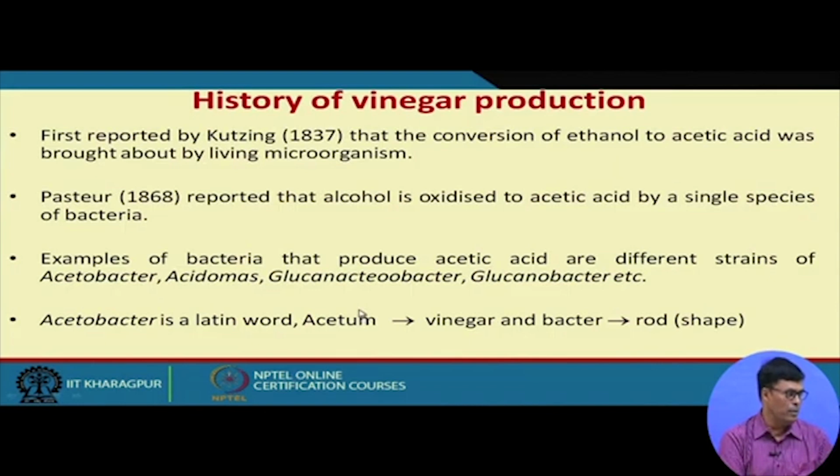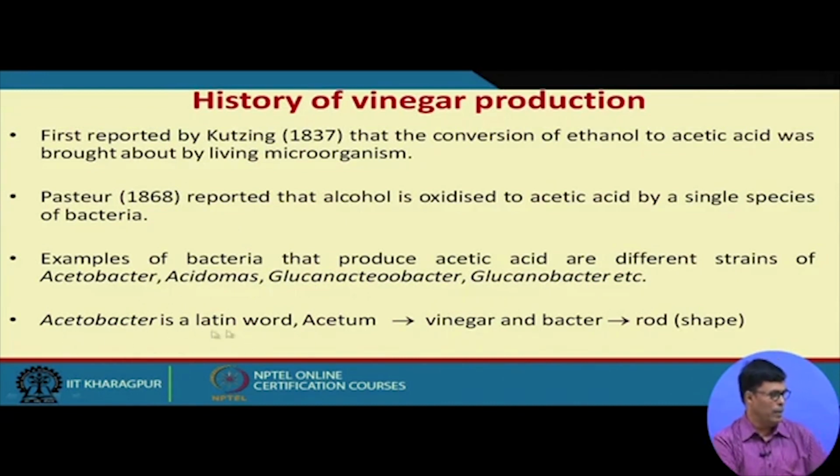Now, if you look at the history behind vinegar, it was first reported by Kutzing, in the year 1837, that ethanol is converted to acetic acid, and then Pasteur in 1868 reported that alcohol is oxidized to acetic acid by a single species of bacteria. Different bacterial strains are available for this process. One is Acetobacter, then Acidomonas, then Gluconobacter.